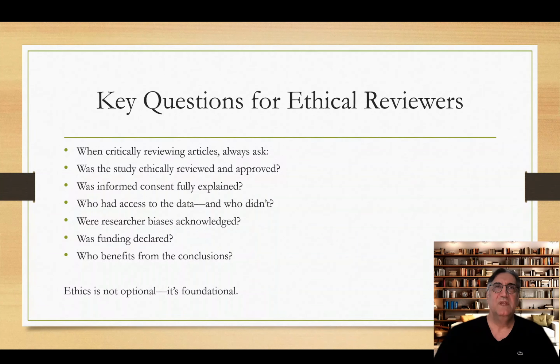Next, the key questions for ethical reviewers. When reviewing a research article, use this checklist. Was ethical approval obtained and reported? Were participants informed and treated with respect? Was the researcher reflexive about their role? Was data access fair and transparent? Were limitations and conflicts of interest declared? If the answer to any of these is no, the study's integrity is in question, even if the results seem impressive.